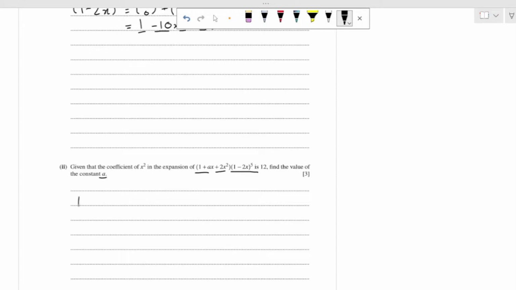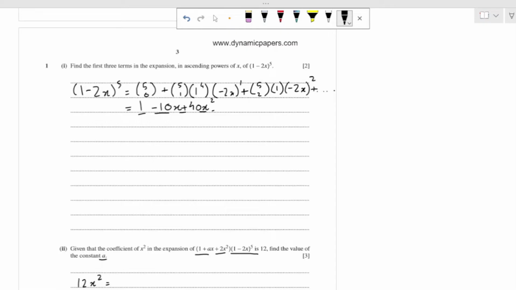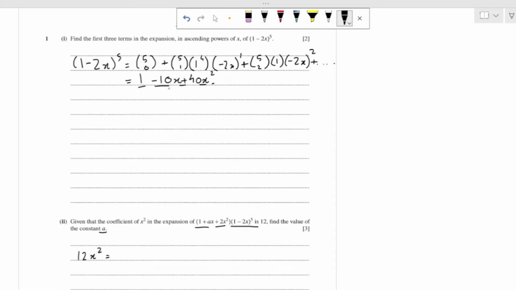So we can try making an equation out of this where we have 12x square. We're going to equate it to whatever terms we can multiply and get the power of x square. So let us start one by one. We have already calculated the first three terms. So all we need to do is to just multiply them together and write only those terms which multiply to give x square.